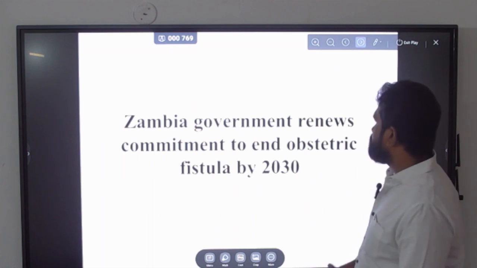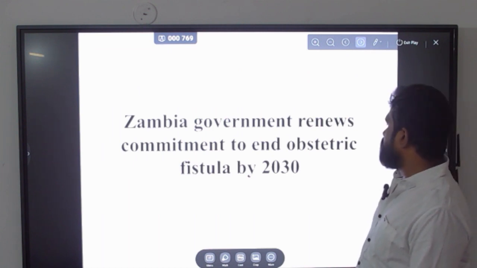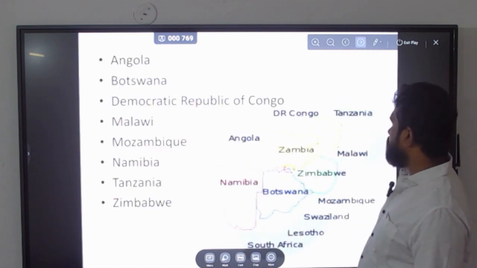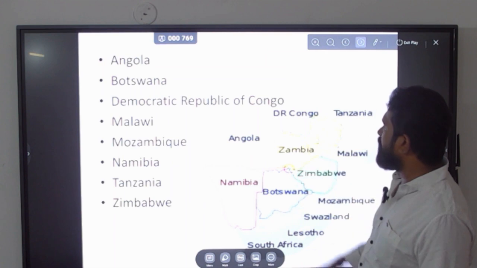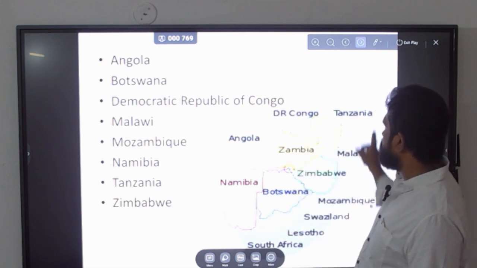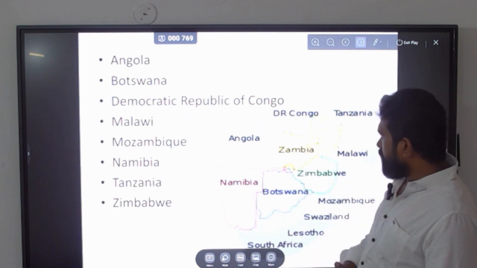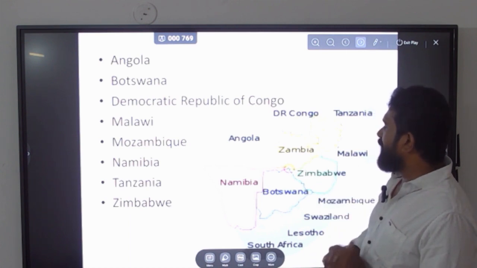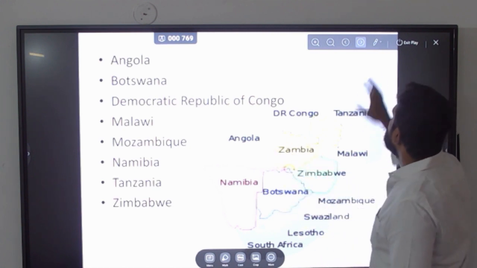Now look at this: Zambia government renews commitment to end obstetric fistula by 2030. This is the news, but we should know about Zambia. Zambia is in Africa. The countries which have a border with Zambia are Angola, Botswana, Democratic Republic of Congo, Malawi, Mozambique, Namibia, Tanzania, and also Zimbabwe. So 8 countries have a border with Zambia.